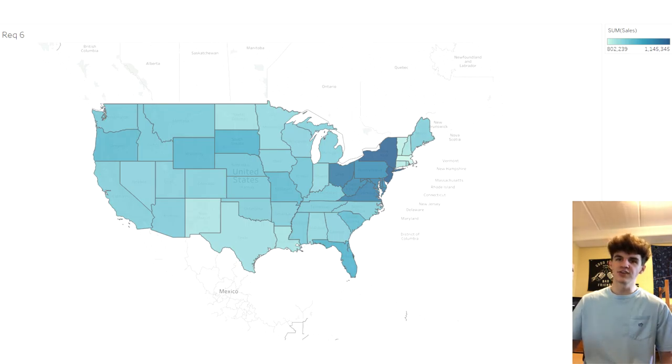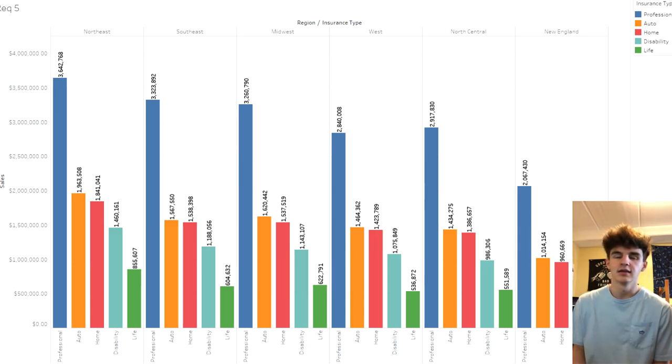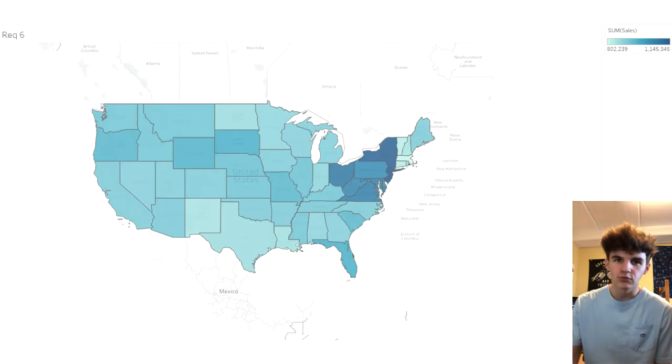And my final takeaways from this, obviously professional insurance is the highest selling type of insurance in this field easily, and it shows because New York had one of the higher amounts for professional insurance out of any state, and of course that correlates with the fact that they also had the highest cost per month of insurance.